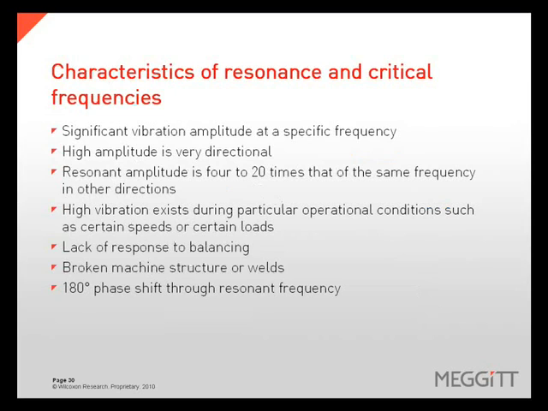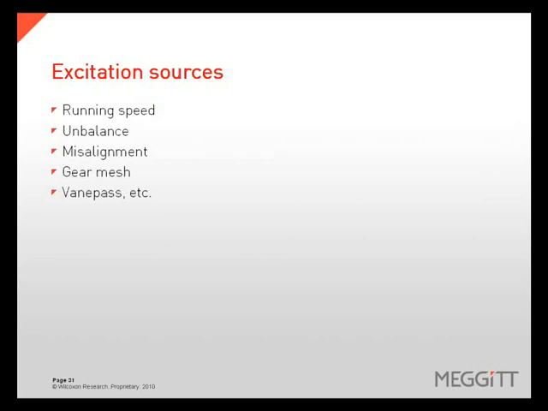Characteristics of resonance and critical frequency are significant vibration amplitude at a specific frequency. This high amplitude is very directional. Resonant amplitude is 4 to 20 times higher than that of the same frequency in other directions. High vibration exists during a particular operational condition, such as certain speed or a certain load, a lack of response to balancing, broken machine structure or welds, and a 180-degree phase shift through resonant frequency. There are many sources that can excite a resonance, including running speed, unbalance, misalignment, gear mesh, vane pass, and others.